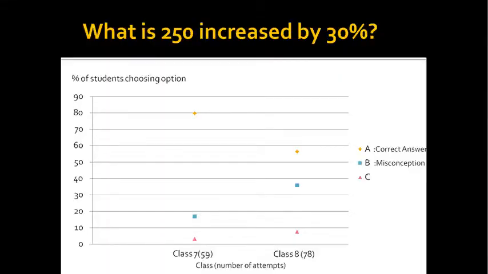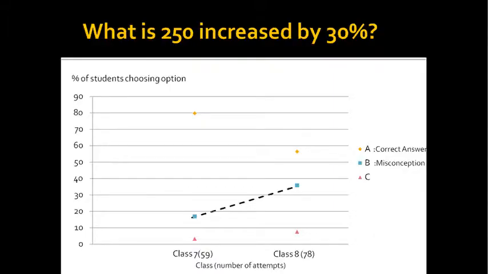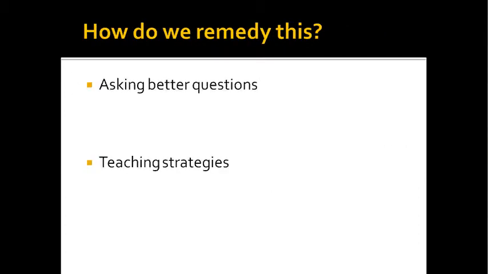Here too, we can see that the class-wise data for students of class 7 and 8 indicates that the number of students choosing the wrong option goes up by nearly 15% from class 7 to 8. Clearly, this is a growing misconception and we need to remedy it. How do we remedy this? There are two ways of doing this.